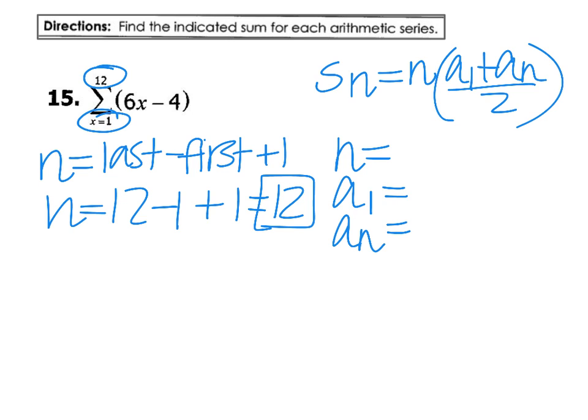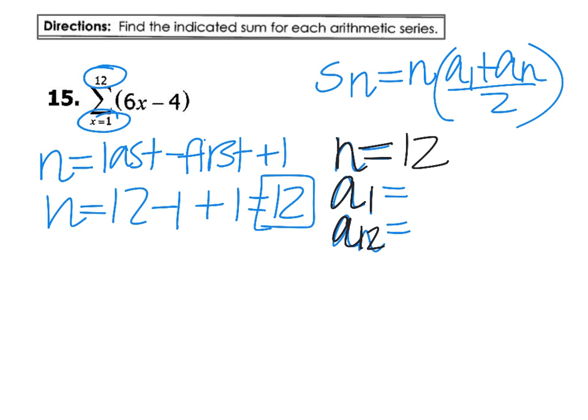So as a general rule, we don't want to sit here counting on our fingers all the time. We subtract them, add 1, and that gives us our n. All right, so we know that n equals 12. That means we're going to be looking for a sub 12, and we want a sub 1.